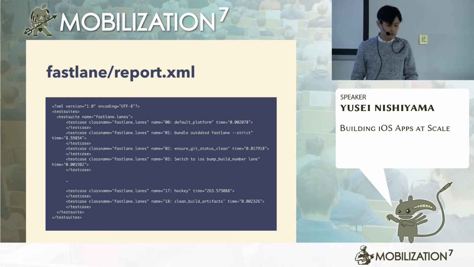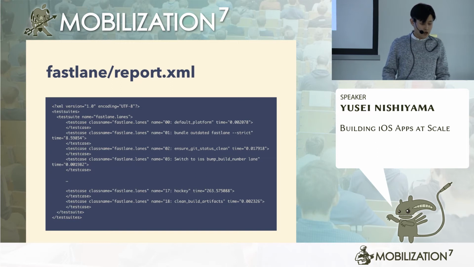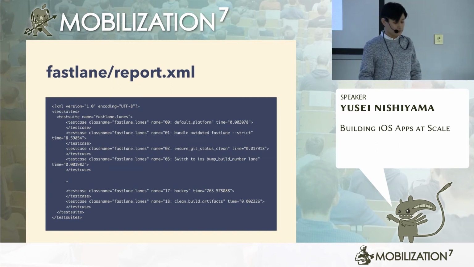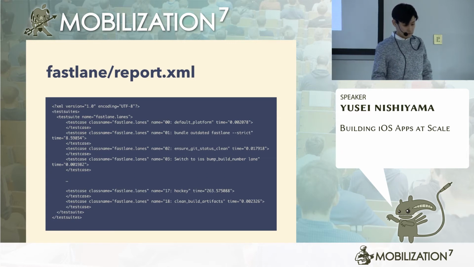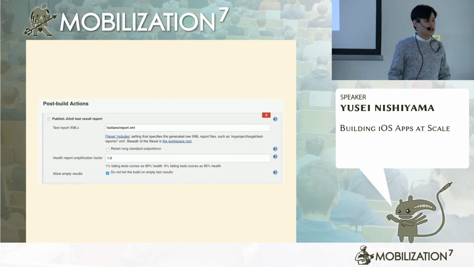Fastlane does a great job here as well. Fastlane generates a report as an XML file with which you can get a good insight of how long each process takes. As it's just a JUnit style XML file, Jenkins can render it as test results.